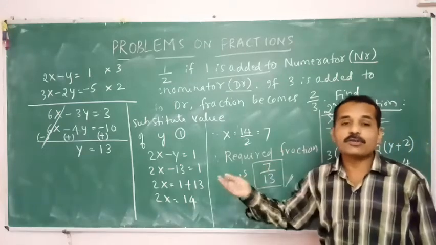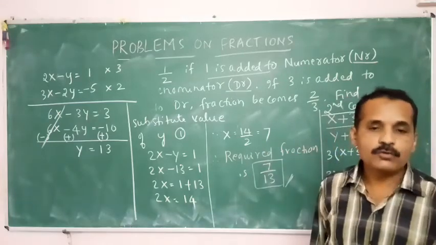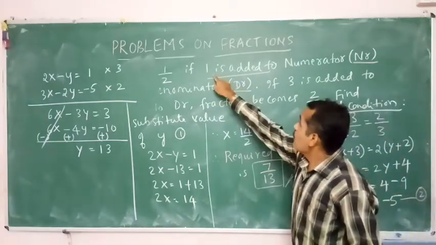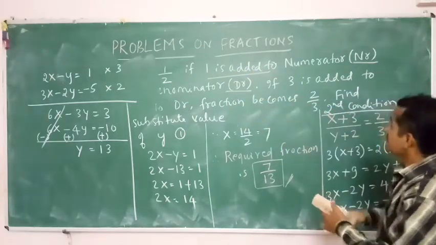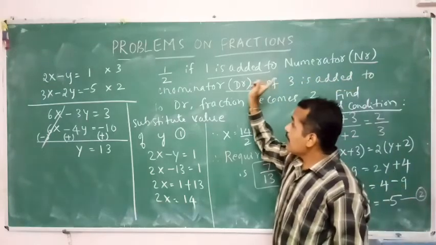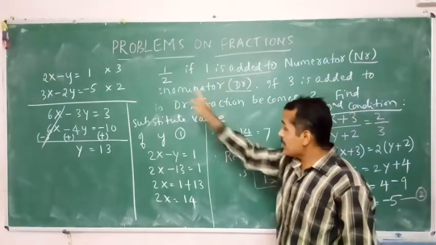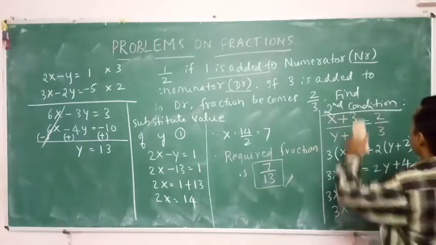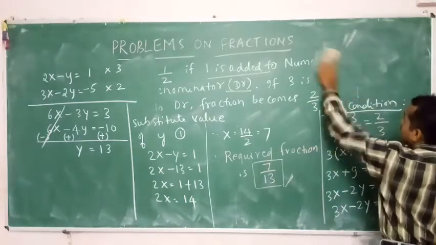Suppose you want to verify your answer. That also I will tell you how to verify it. What does the first condition say? 1 is added to the numerator and 3 is added to the denominator. Is it right? Let me make the verification here.